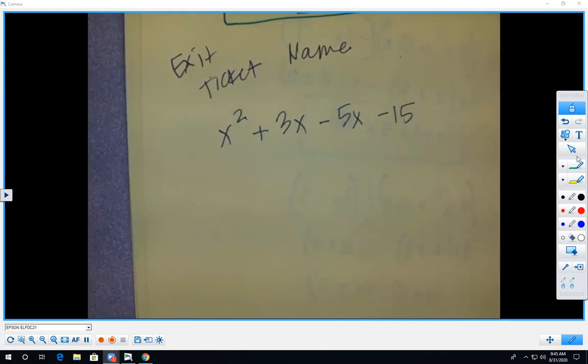Oh, come here. You wrote the problem down wrong. That should be a squared, and then kind of go back through and whatnot.